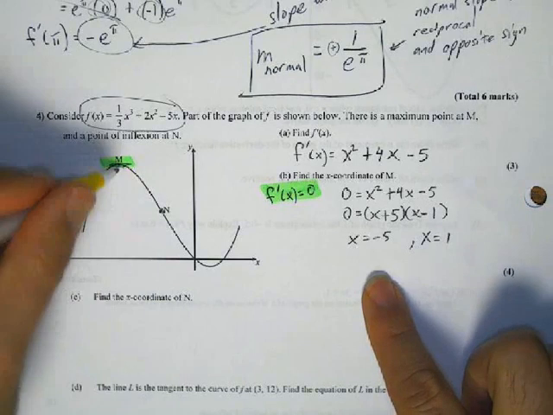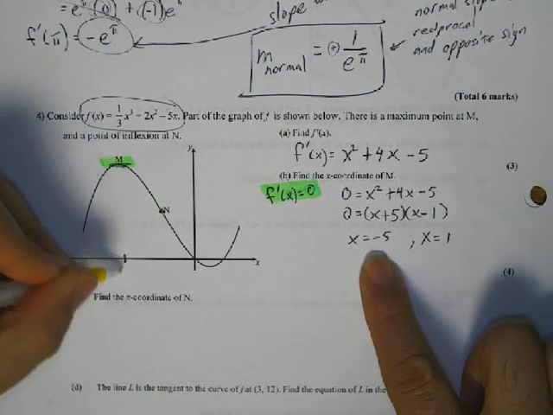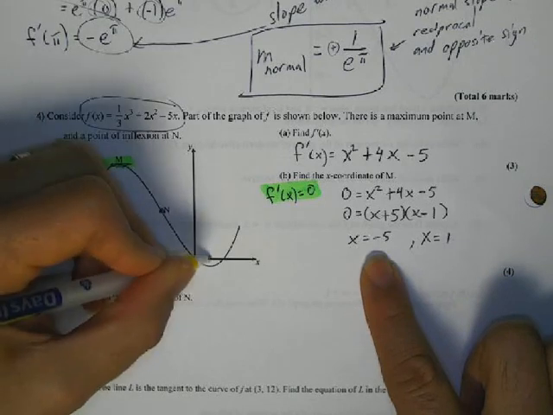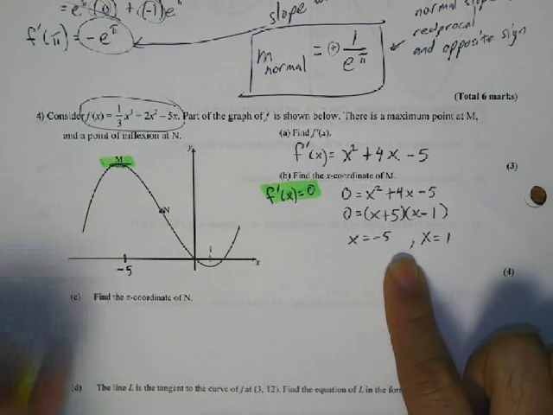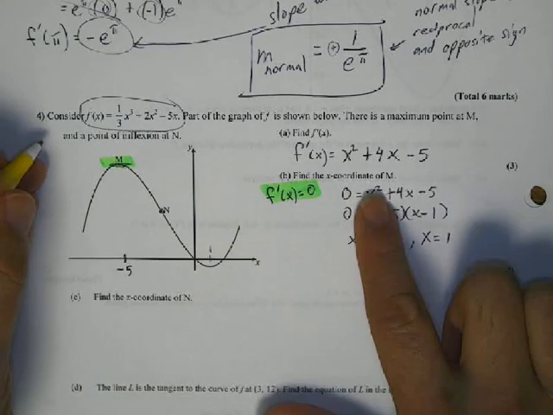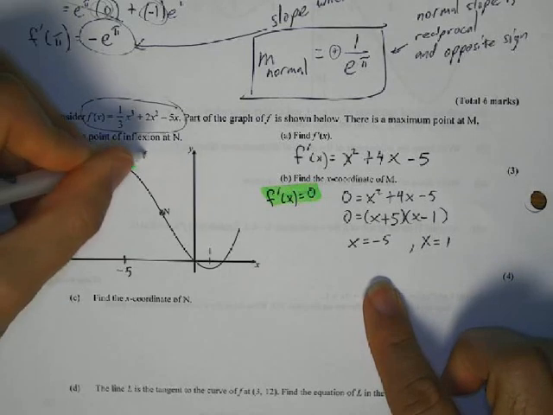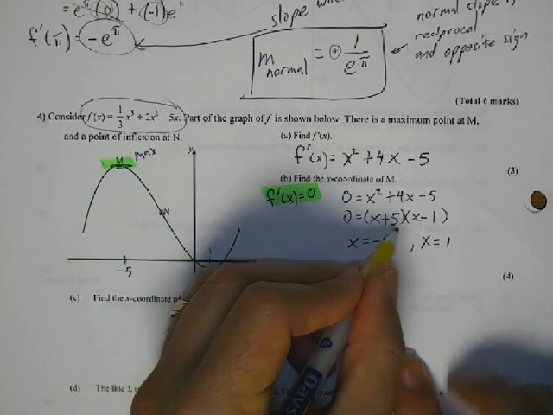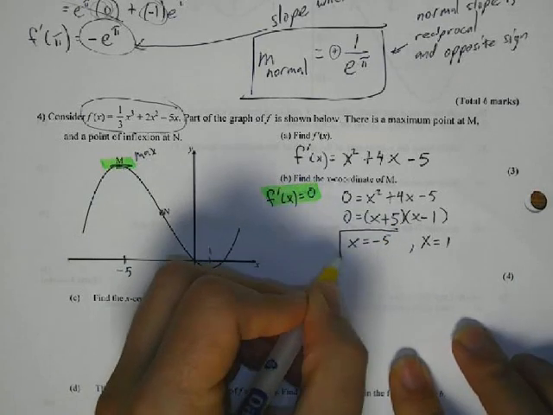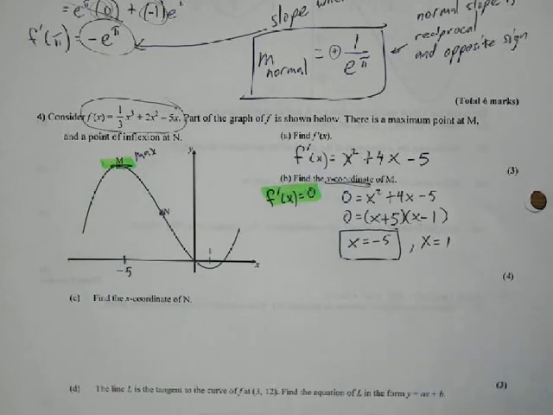And at -5, this looks like it's going to be -5. This looks like it's going to be 1. So our maximum is going to be, oh, the x-coordinate of the maximum is -5. Okay. Find the x-coordinate of n.